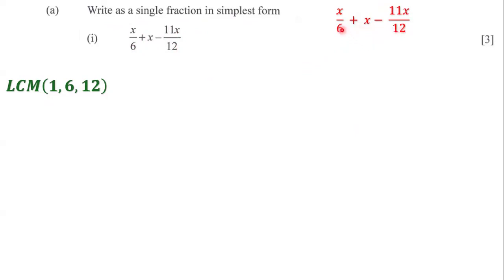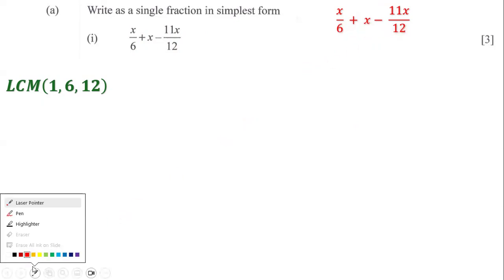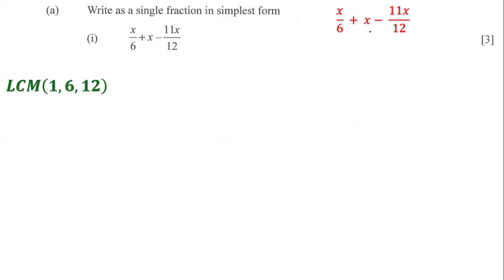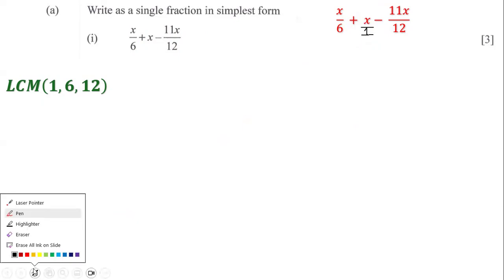All right, so currently the denominator of this fraction is 6. The denominator of this fraction is 12. And the denominator of this one is actually, we can express x as x over 1. So the denominator here is 1, okay? So we have to find the LCM of 1, 6, and 12.